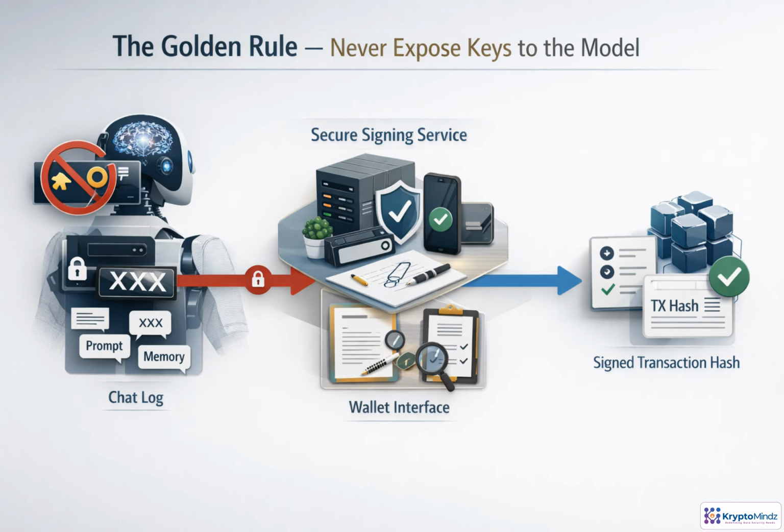The model should never be a place where secrets exist. It can reason about intent, such as send this payment or approve this transaction, but it should pass that request to an orchestrator or wallet layer. That layer validates policy, asks the secure signer to sign, and returns only a result, such as a transaction hash. Prompts, memory, logs, and tool outputs should contain decisions and metadata, never private keys.